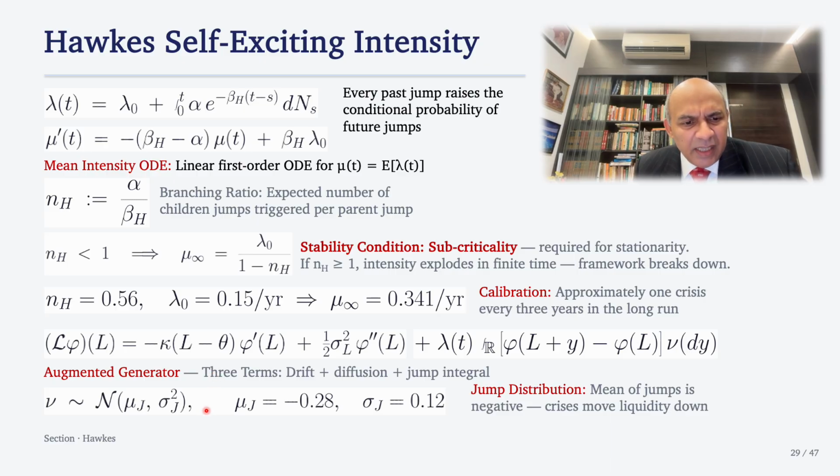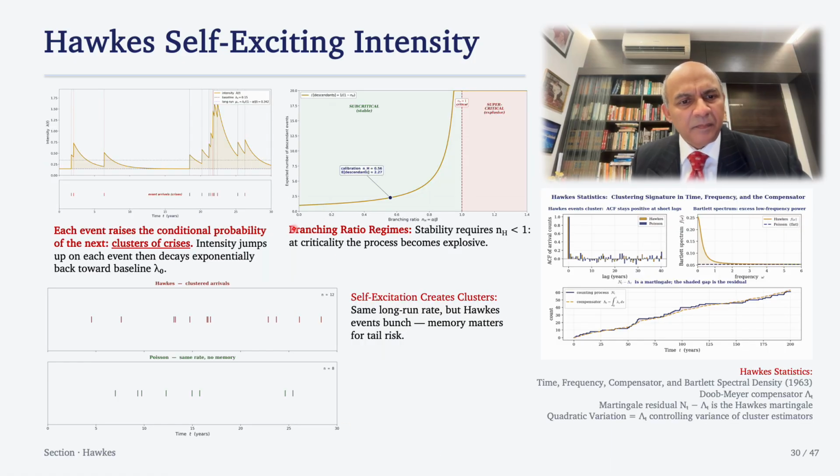And we've got the augmented generator over here. 3 terms: we've got the drift, the diffusion, and the jump integral. The jump distribution has a mean of negative 0.28 and a variance of 0.12. Let's have a look at the graphs over here.